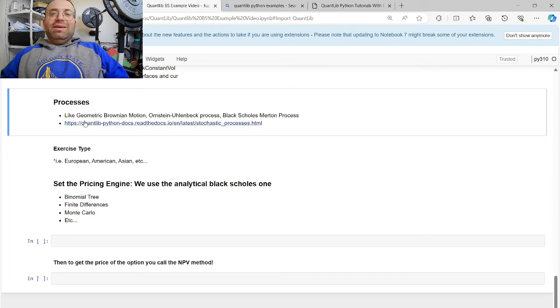And to add to the generality, there's geometric Brownian motion. OU is a mean reverting process. Black-Scholes process. So you have all these stochastic processes that you have to mention in your formula. And there's exercise type, European, American, Asian, and then there's a pricing engine. So there's binomial tree, finite differences, Monte Carlo, and so on. We're gonna use the analytical Black-Scholes one.